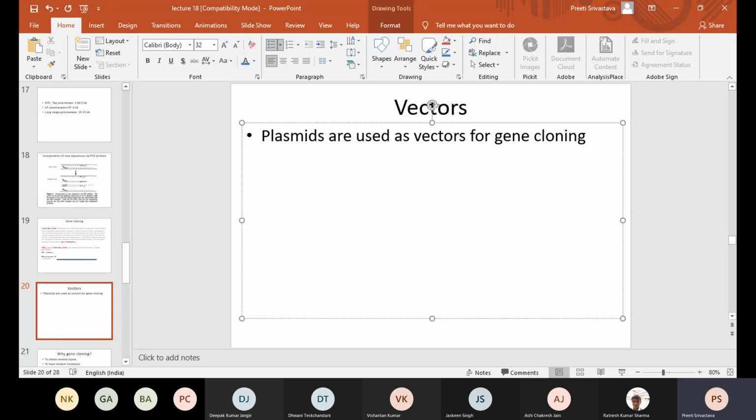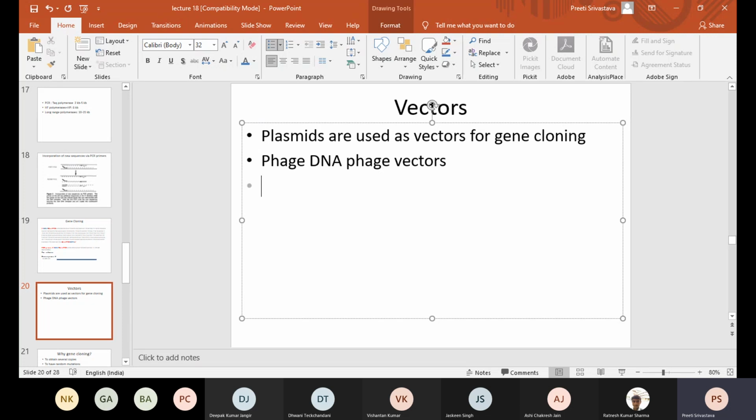So vectors are actually carriers of genes. Vectors are something which can carry the gene, right? And in this case plasmids are used as vectors. But there are certain other examples, for example, phage. There are viral vectors as well. Phage DNA can also carry artificial or foreign DNA, and these are called phage vectors.